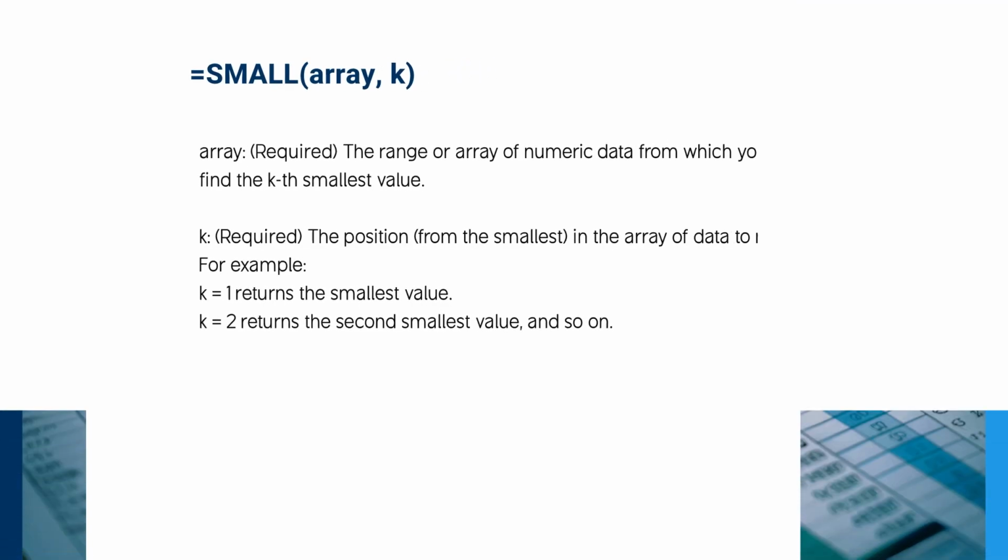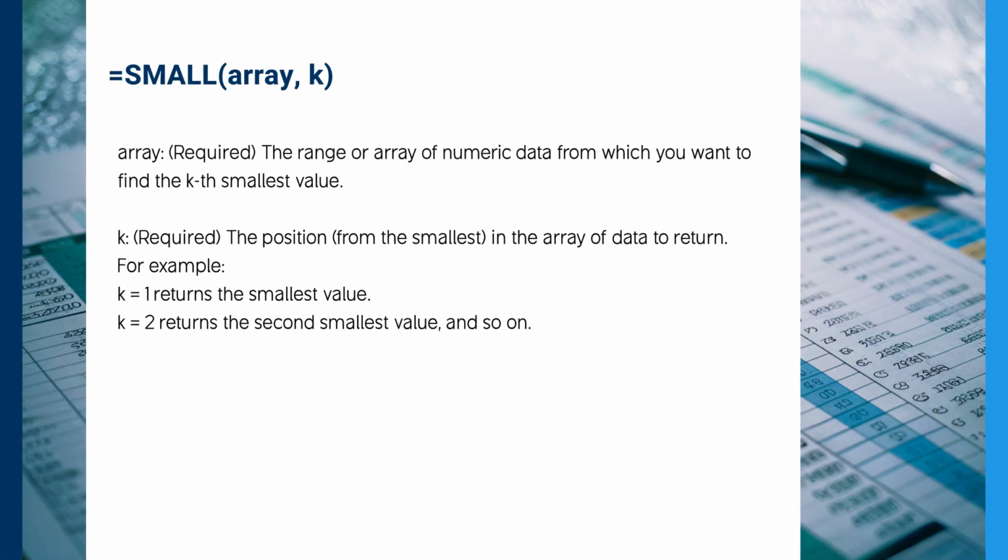Let's dive in. Here's what each part of the SMALL function means. Array. This is the range of values you want to evaluate, like a list of scores, sales figures, or other numbers. K. This specifies the rank of the value you want to return. For instance, k equals 1 will give you the smallest value, k equals 2 will give you the second smallest value, and so on. Let's start by setting up our data.